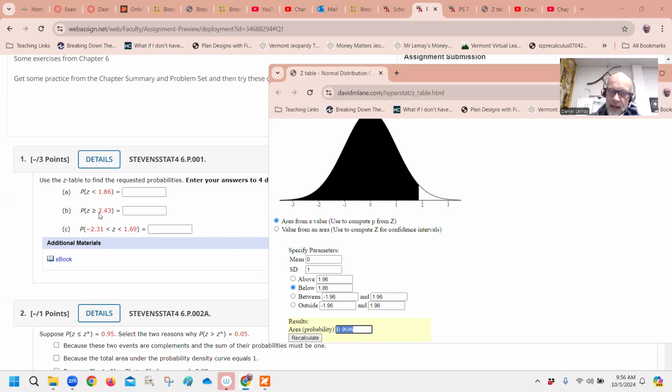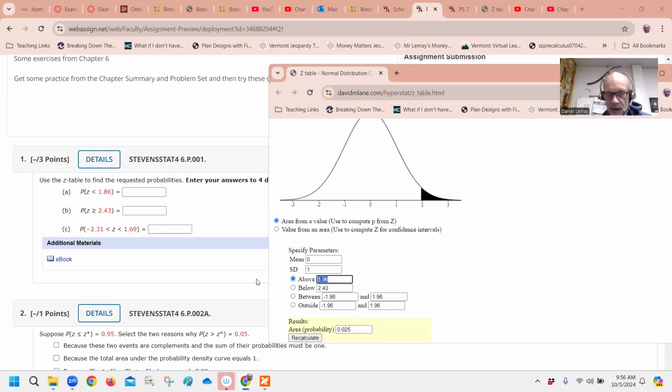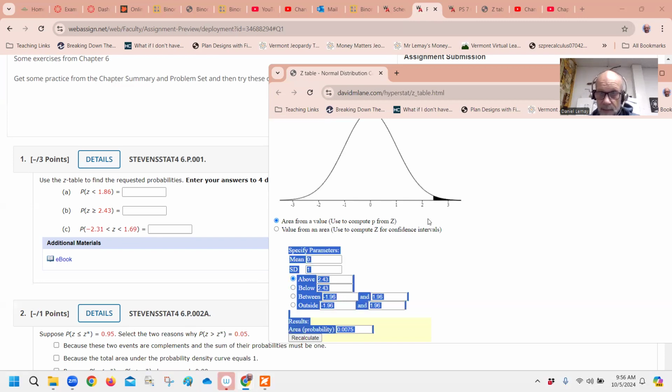Now for B, it's greater than. If you were to do this with a table, and if you've watched the table videos, you'd have to go look up below 2.43, and you would get this value off the table. And then because we want greater than, we're just going to do 1 minus that answer. But the cool thing about this applet, since we're looking for greater than, we want above 2.43. And there's that probability. It's not a very big probability either because it's more than 2 standard deviations out, but that's what it's looking for.